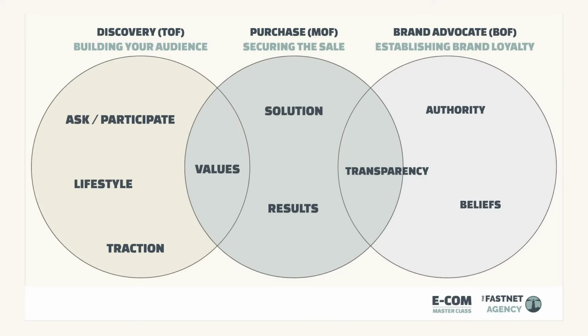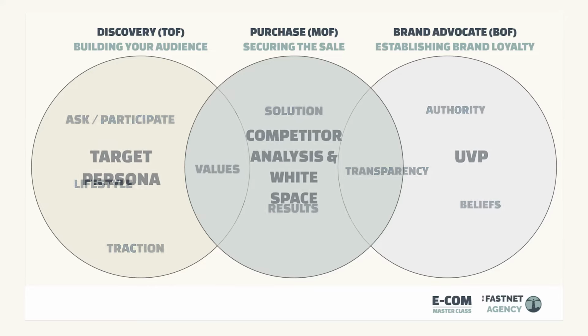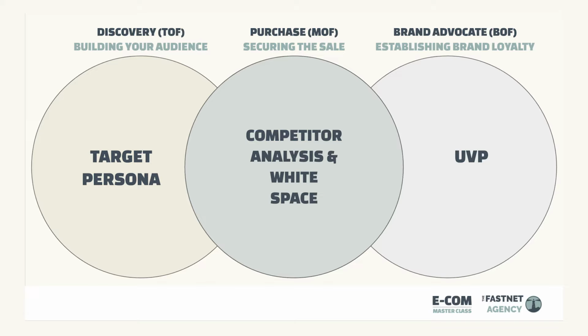I want you to think about those circles in a slightly different way. Circle 1: ask, participate, lifestyle and traction. I want you to think about that in terms of your target personas. Go back to your target personas, look through everything you've written there, everything you've produced there, and pull out elements that relate to those 3 topics. And you will find them there. If you've done this properly, they are all there. All of those answers are there.